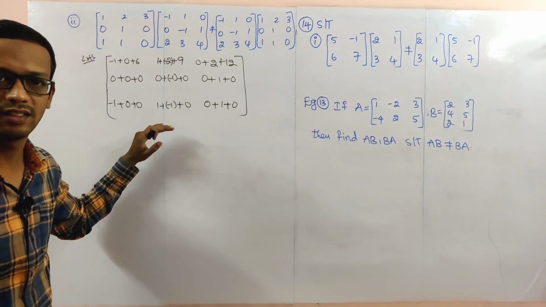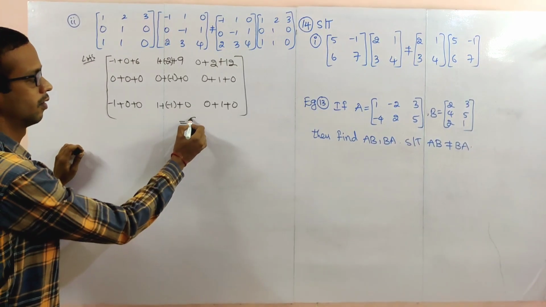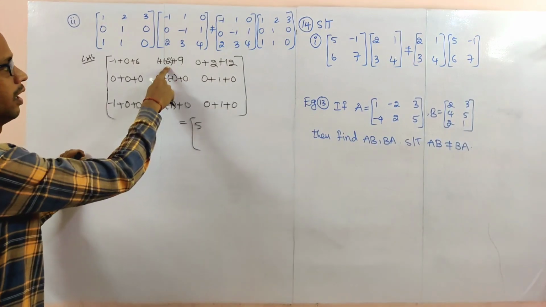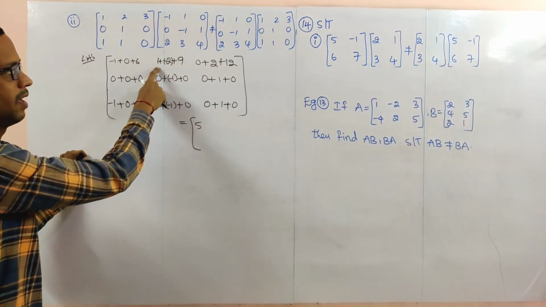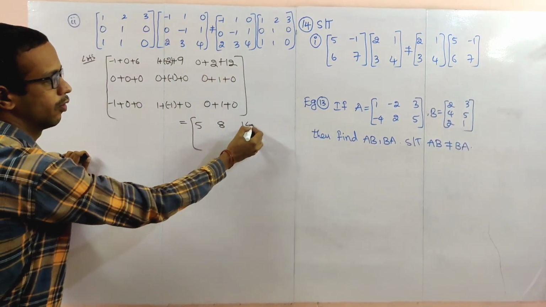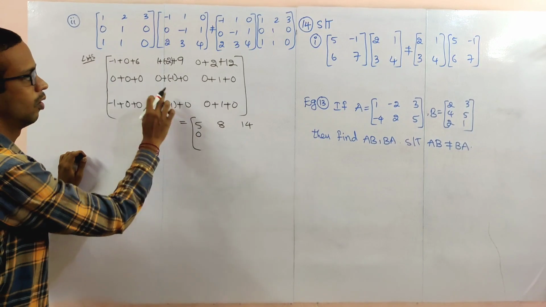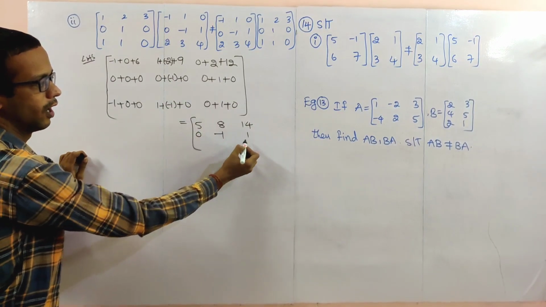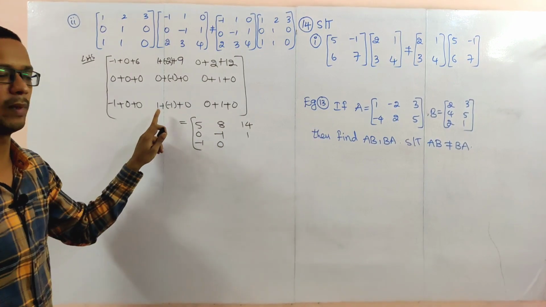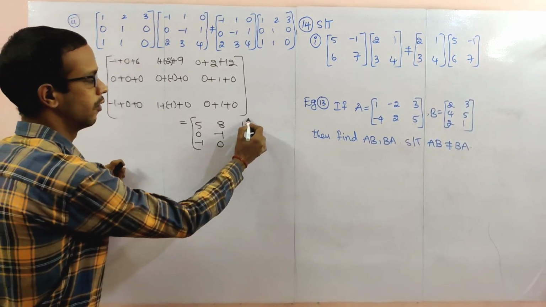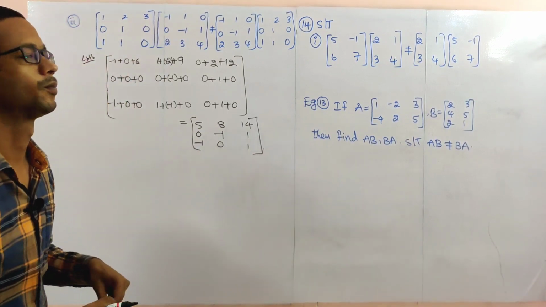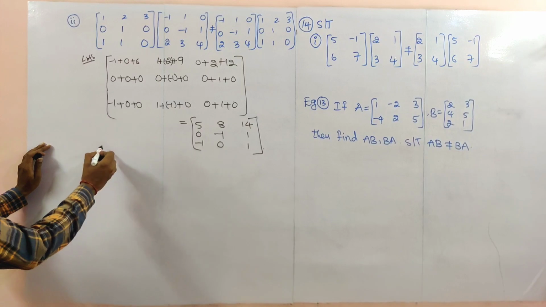So now we have to simplify this one. What will we get? 5 here. 9 minus 2 is 7. 7 plus 1, 8. Here 14. Next, 0 minus 1, 1 minus 1, 0. Plus into minus, minus. 1 minus 1 is 0. Here 1. This is the left side. Left side we got. Next, RHS side.